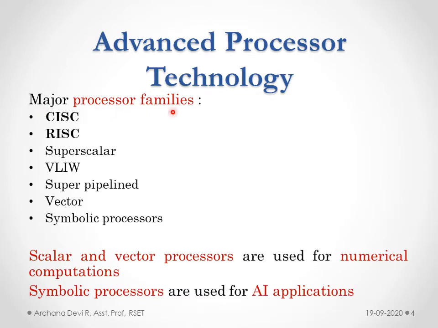So the major processor families can be classified as CISC, RISC, which you are already familiar with. You would have heard about CISC and RISC architecture, right? Apart from that, you have other processor families like superscalar, VLIW, very long instruction word, super pipelined, vector, symbolic processors, and so on. So these are the major processor families which are covered in this section. And then the scalar and vector processors are normally used for numerical computations. Symbolic processors are mainly used for AI, artificial intelligence applications.